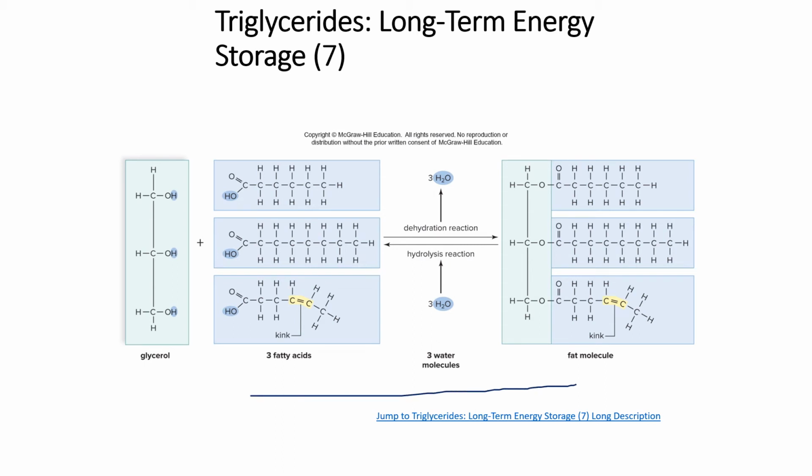So again, this way is dehydration synthesis. We're making these 3 covalent bonds, and then we break them with hydrolysis.